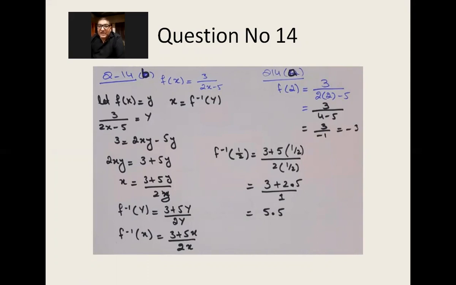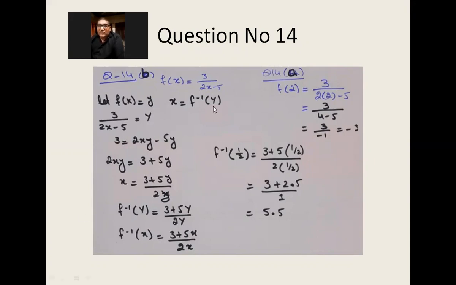Then bring the y terms. I keep the terms which have x here. Take this to the other side. So you will have 2xy equals 3 plus 5y. So make the x alone. We need to make x the subject of the formula. So that 2y, which is multiplying here, will go on the other side, and it will divide there. So you will have 3 plus 5y divided by 2y.